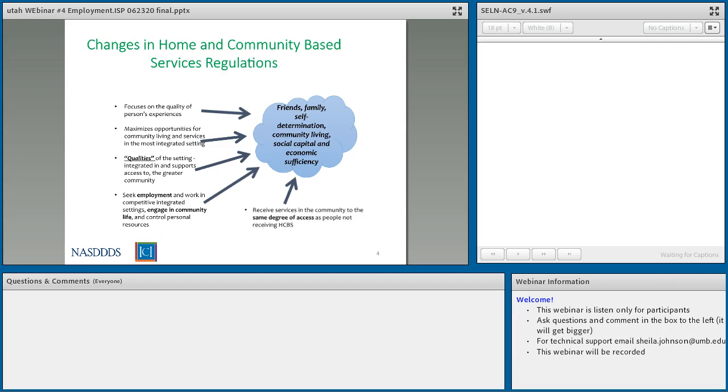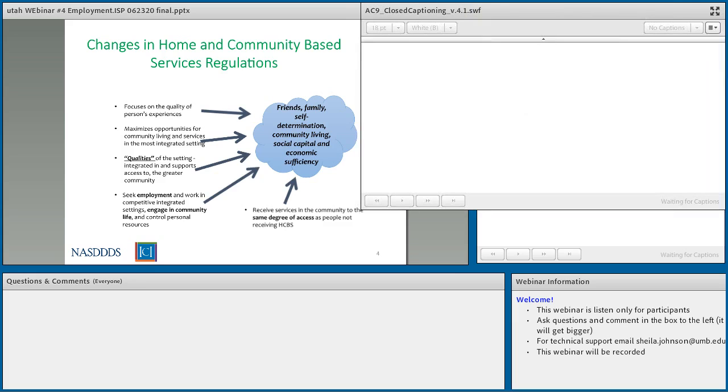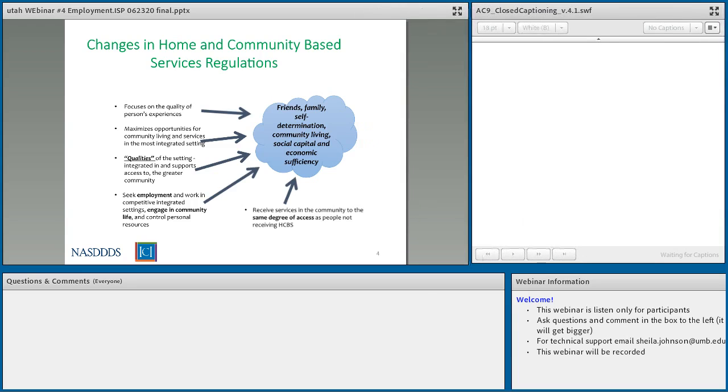I want to really just focus on two of them for right now, because I really think it has a lot to bear on this webinar. The first one is that when you're doing an ISP or a plan, the person has to have opportunities to seek employment and work in competitive integrated settings, engage in community life, and control their own personal resources. And then that last one on the bottom, which is the big, big bar for all of this in the CMS regulations and people's experiences, is that those who are receiving support through all of us and you all in Medicaid, they have to receive services in the community to the same degree of access as people not receiving HCBS. So that's a really big bar and a necessary bar of normalcy and having an everyday life.